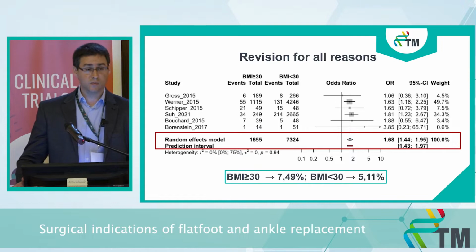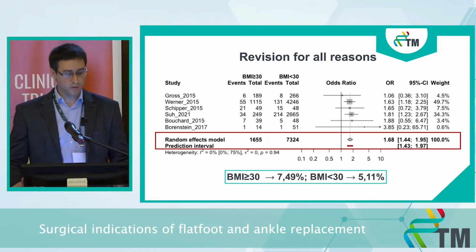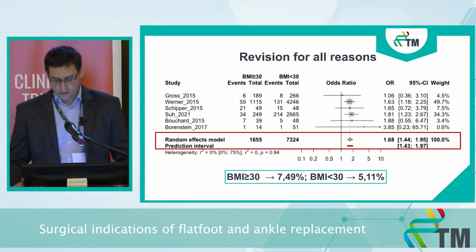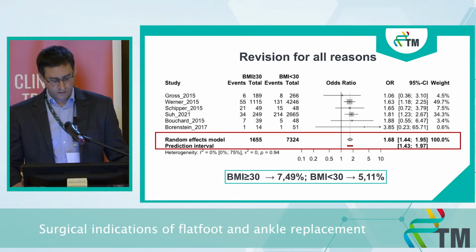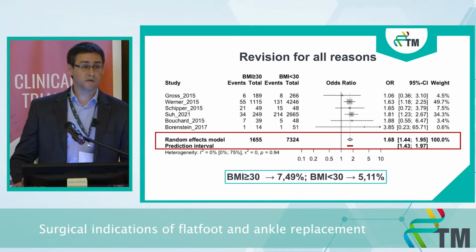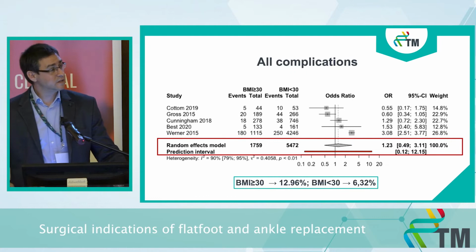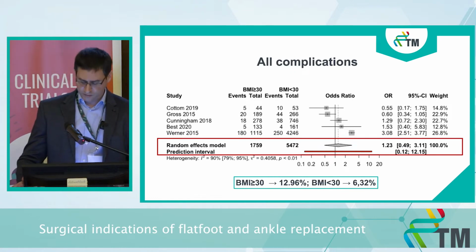And the random effects model shows the same difference between the groups with low heterogeneity between the populations, and we have a narrow confidence interval, and it means our difference is significant. It means that an obese patient has approximately 1.5 times higher chance to undergo a revision procedure than a non-obese patient after primary total ankle arthroplasty.